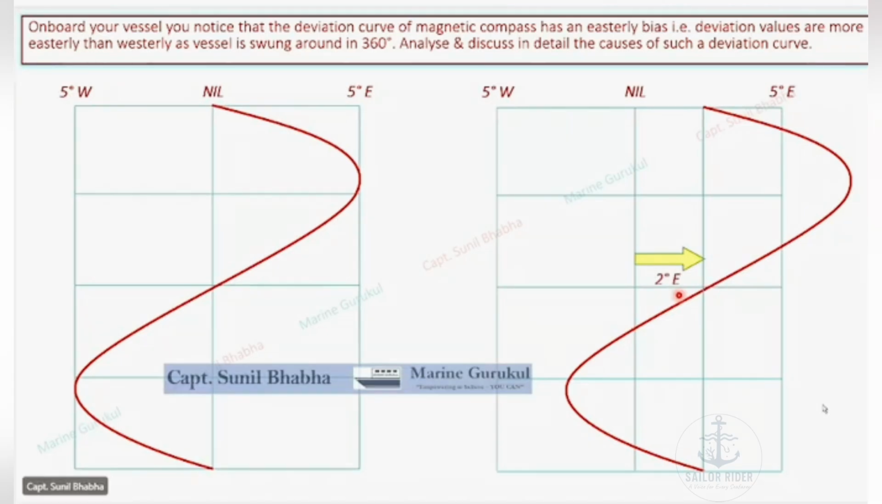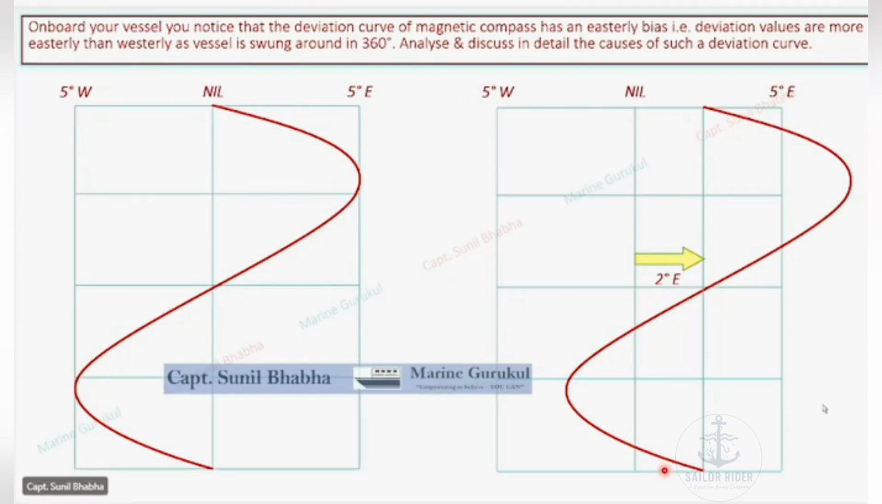So what is the cause of such a deviation curve? Now if you check the deviation at any particular point, it will be the deviation in the previous curve plus a value of 2 degrees east. So it was 0 here, nil, and here it is 2 degrees east. The maximum value was 5 degrees east, and here it will go up to 7 degrees east. So you see a constant difference in all the deviation values towards the eastern side. Now, what could be the cause of such a deviation?